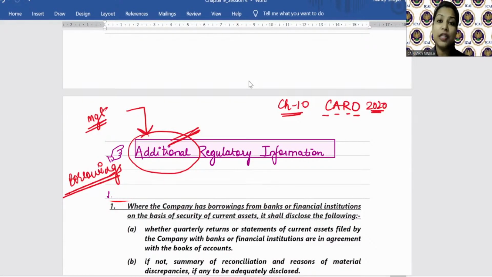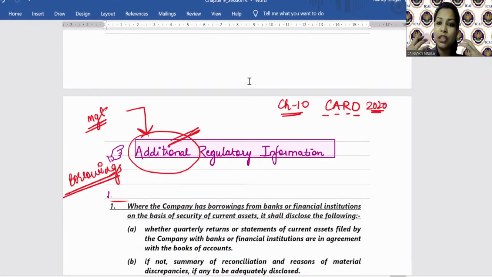So first of all, the responsibility is on the management or the company to themselves disclose this additional regulatory information. Once the company discloses, there is a responsibility on the auditor under CARO 2020 to verify all such regulatory information, whether it is correct or not. So what is this information?